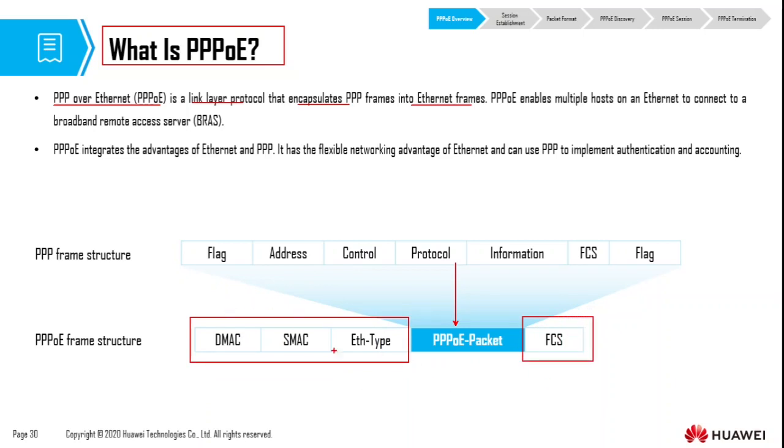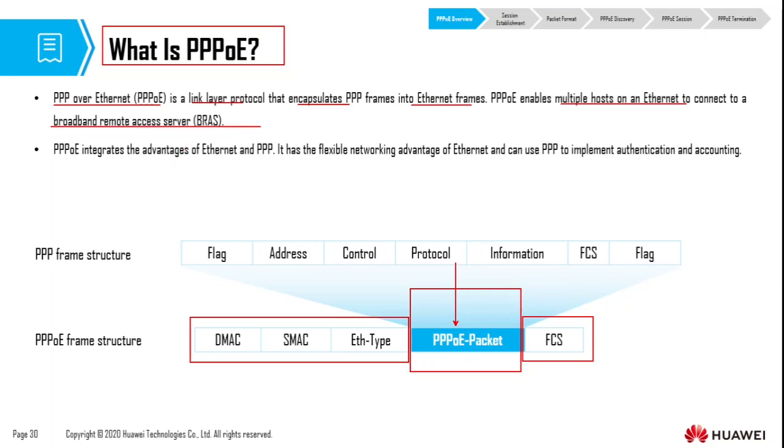You can see that these are indeed Ethernet fields: destination MAC, source MAC, ETH type, and frame check sequence. And therefore, on the data part of this particular frame, we encapsulate the PPP frame. The reason we do this is so that we can allow multiple hosts on an Ethernet to connect to a remote server. That remote server is called the broadband remote access server.